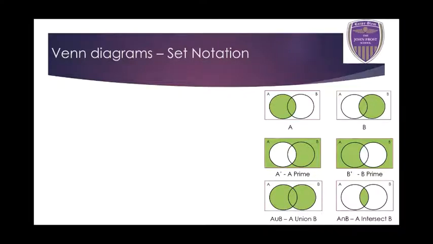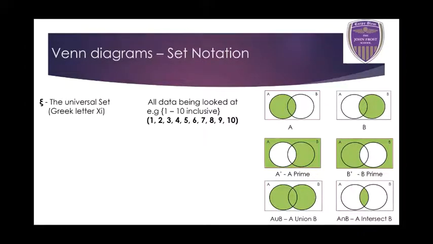So, another part of this lesson. Currently we've just been drawing Venn diagrams and describing with lots of words what we want to go in the Venn diagram, but there's actually a very formal set notation way of doing this, okay? To kick us off, we have the Greek letter xi, that's this letter here, the capital E with a little tail on it. This letter represents the universal set, which basically means all the data we're looking at, all the data contained in this set that we're looking at, okay?